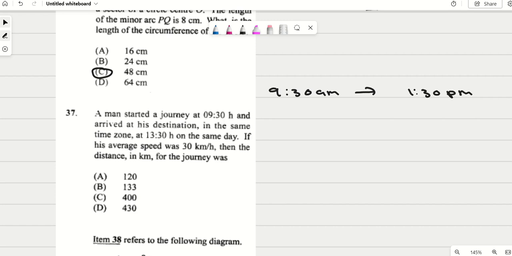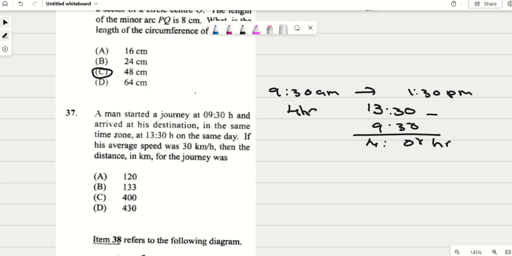So we can use our fingers. 9:30 to 10:30 is 1 hour. 10:30 to 11:30 is the next hour. 11:30 to 12:30 is the next hour, and 12:30 to 13:30 or 1:30 would be 4 hours. So how many hours did he take? 4 hours that he took. Or you could have just said, if you're using 24-hour clock, 13:30 minus 9:30, 13 minus 9 is 4. So this would be 4 hours, if you don't want to use your fingers.